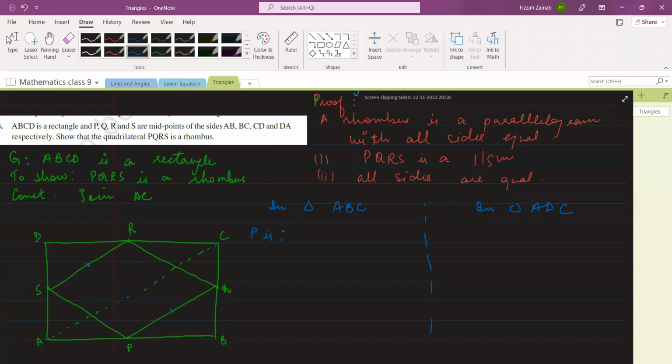So P is the midpoint of AB and Q is the midpoint of BC. So from midpoint theorem, your PQ will be parallel to AC and PQ will be half of AC. So that's your result number 1. You can name it.